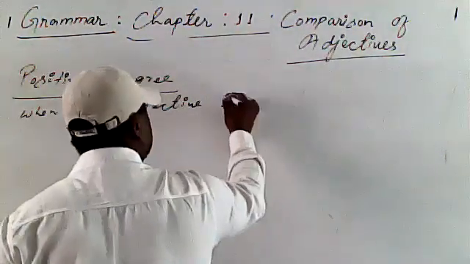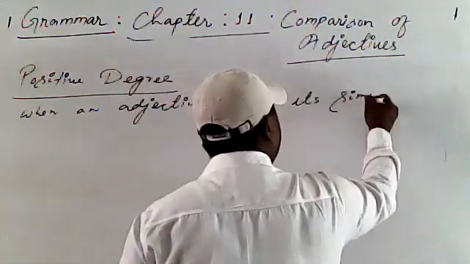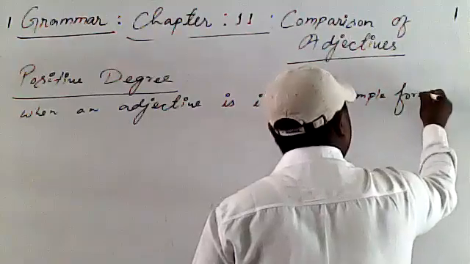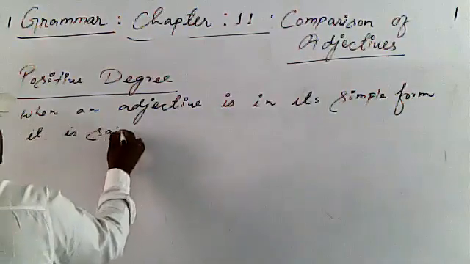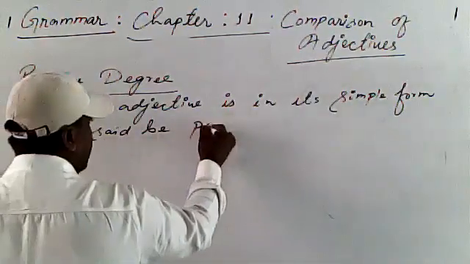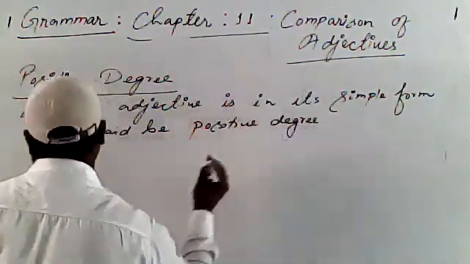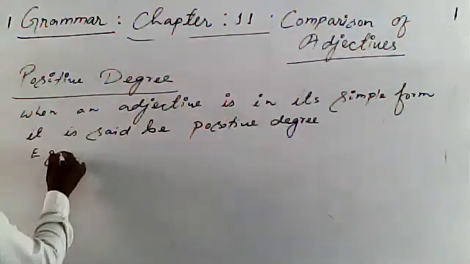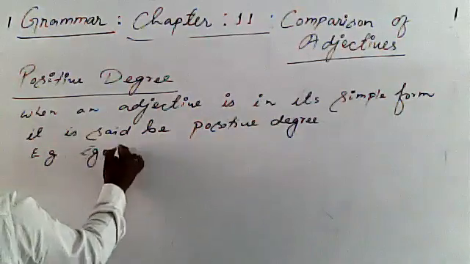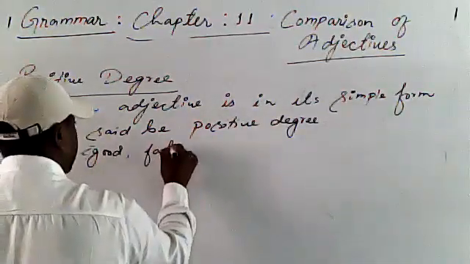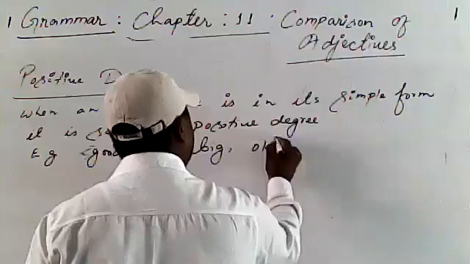When an adjective is in its simple form, it is said to be positive degree. Okay, students, look here. Now I'm writing the example here. Good is an adjective. Good, fat, big, old, etc.